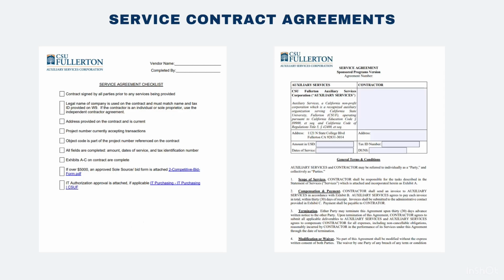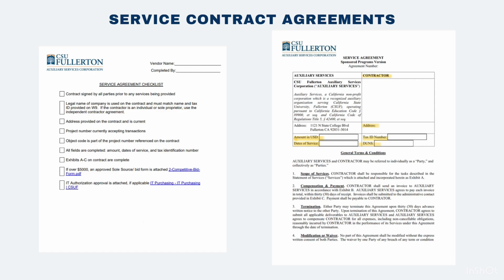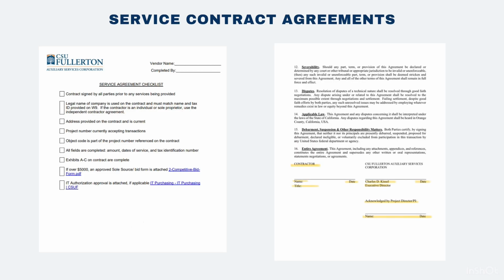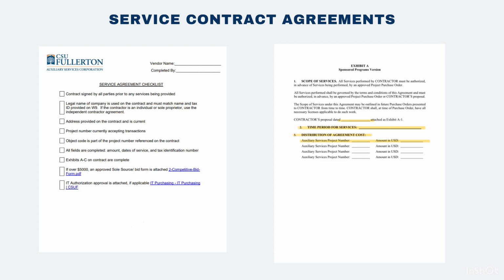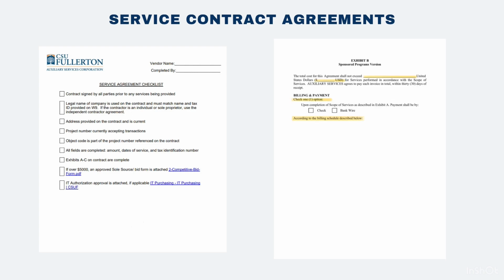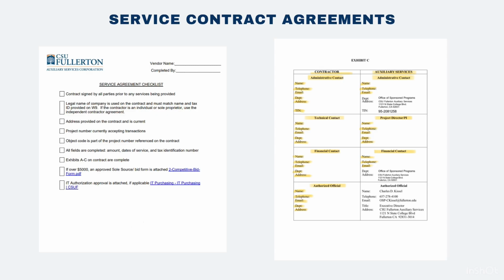So you're going to make sure that the legal name on the agreement matches the legal name on the W-9 they provide. Make sure to have a complete address on the contract, and it's their current address. Make sure you have the project number, object code, that all fields are complete, that you have attached exhibits A through C, and that, again, if it's over $5,000, you have the competitive bid form, and if an IT authorization is needed, that it is attached.